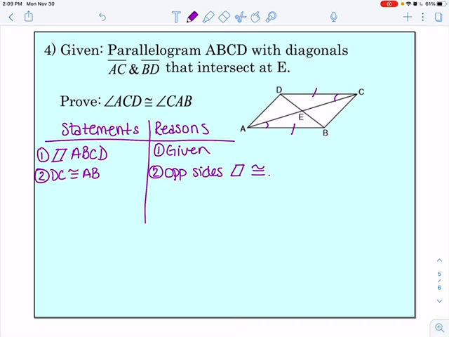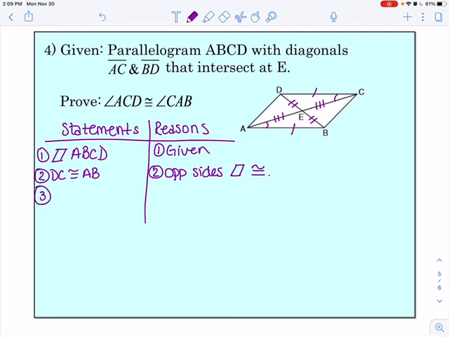Okay. The next thing that I'm going to say is I was given the diagonals, and we haven't really talked about the diagonals yet, so let's use the diagonals inside this proof. So what am I going to say here? The diagonals of a parallelogram bisect each other. So what does that mean? That means that DE is going to be congruent to EB, and that AE is going to be congruent to EC. Okay, and again, that's because the diagonals bisect each other.